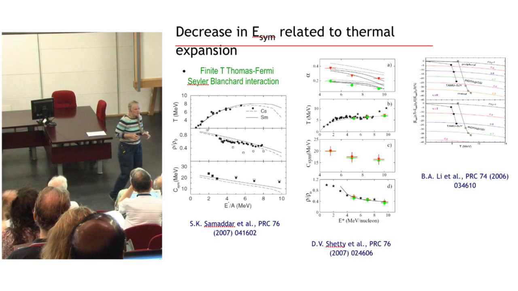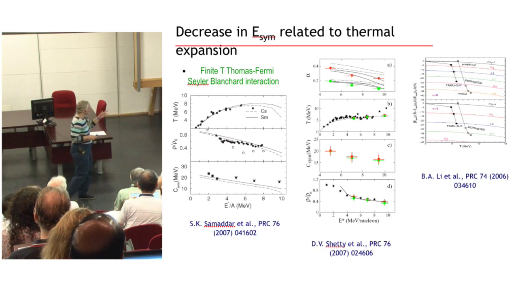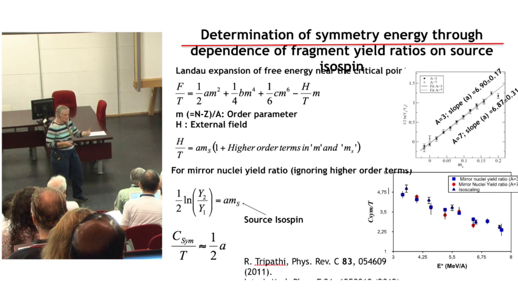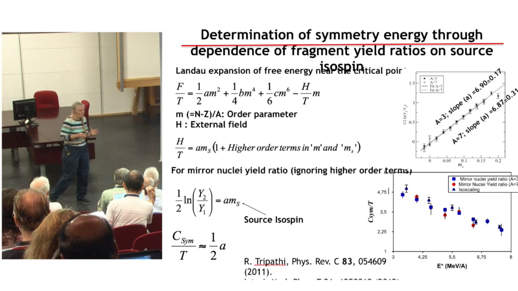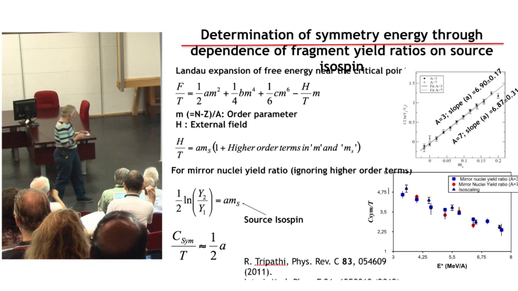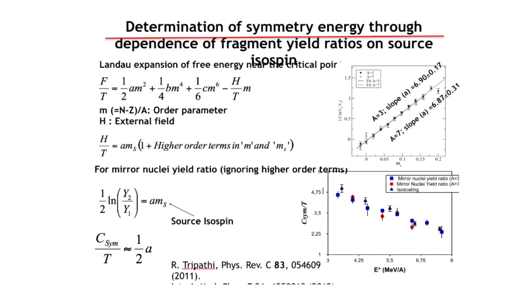Another way in which the symmetry energy was extracted from data was to look at this Landau expansion, again looking at fragment yield ratios from systems. These were reconstructed systems, again, so one could make cuts on what is the source isospin. And what you see here is that the values of C_sym over T as a function of excitation energy line up very well between this Landau expansion and the isoscaling, so both the yield ratios and the isoscaling. Again, these are more direct measurements rather than picking a symmetry energy in a model, running the comparison, and comparing the result.